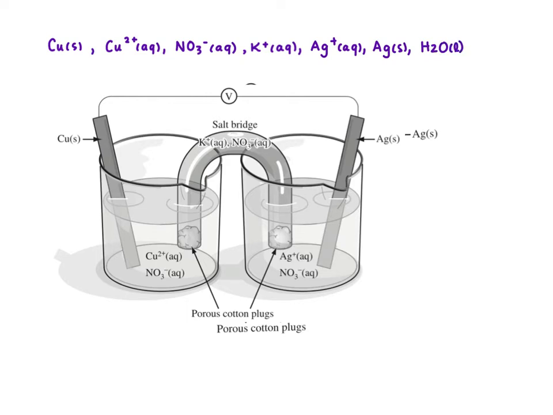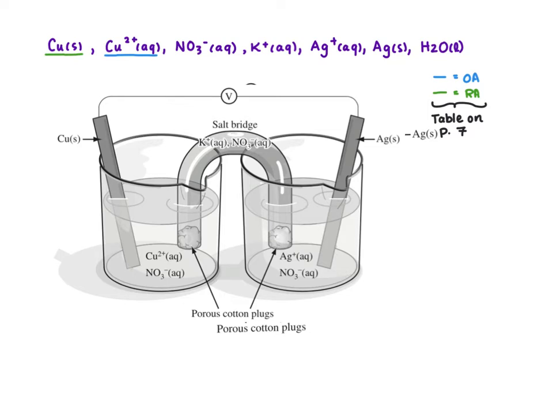Next up, we're going to identify our oxidizing agents, which I'm going to underline in blue, and our reducing agents, which I'm going to underline in green. And we're going to use the table on page 7 to identify our oxidizing agents and our reducing agents. So, copper solid is a reducing agent. Most solid metals are reducing agents. Copper 2+ is an oxidizing agent. Most metal ions are oxidizing agents.